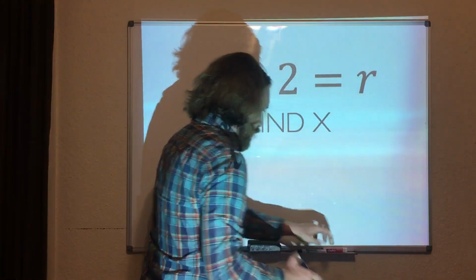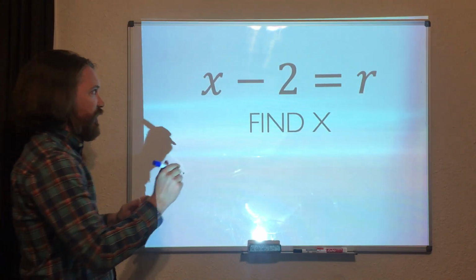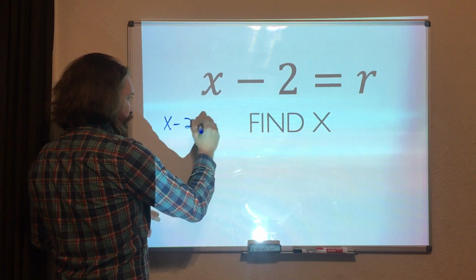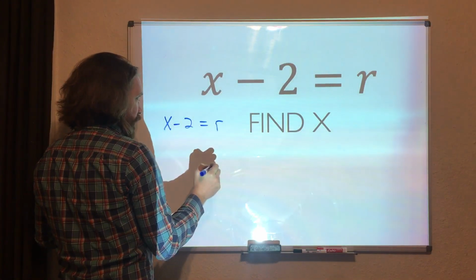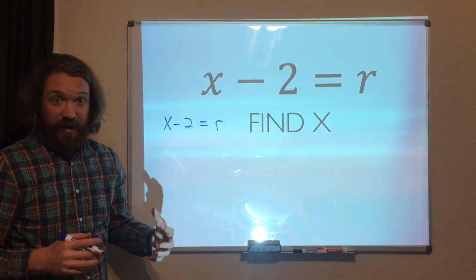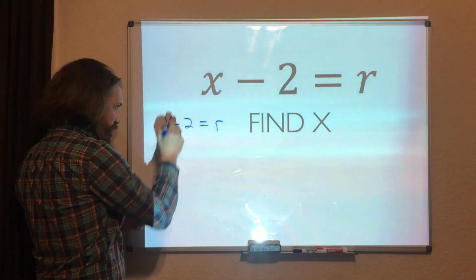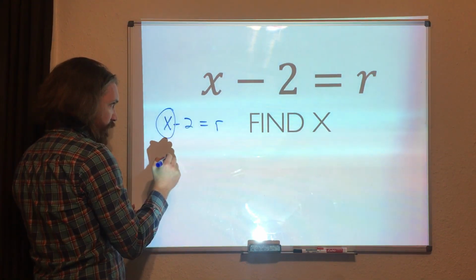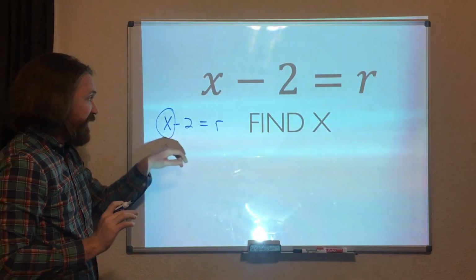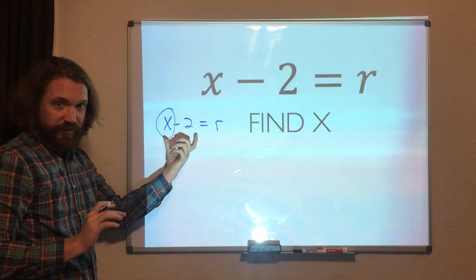All right, a little basic geometry. So here is how we are going to do this. We're going to write down our equation: x minus 2 equals r. If I want to flip this around, I would circle what I want, which is x. And now I want to isolate x. I want x by itself, which means it's got to be alone on this side of the equation.